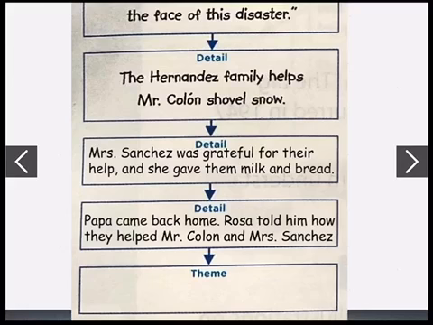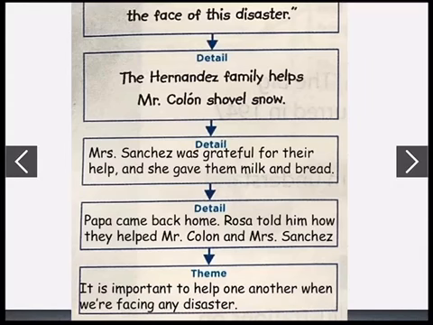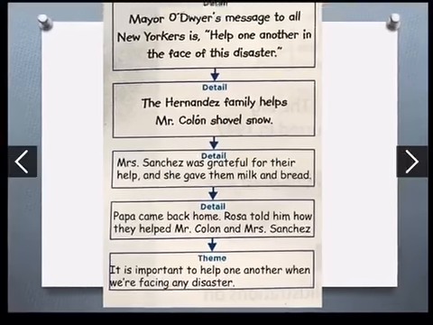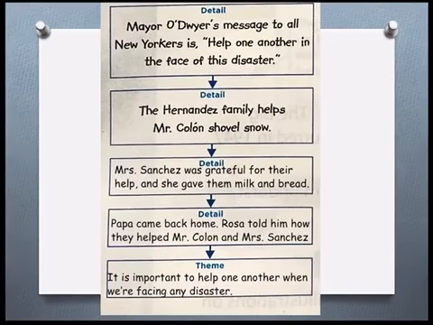So what does that mean? That means that the theme is it is important to help one another when we're facing any disaster. So that's the message that the author is trying to send, that it's important for people to stand by each other and help each other when there is a disaster.